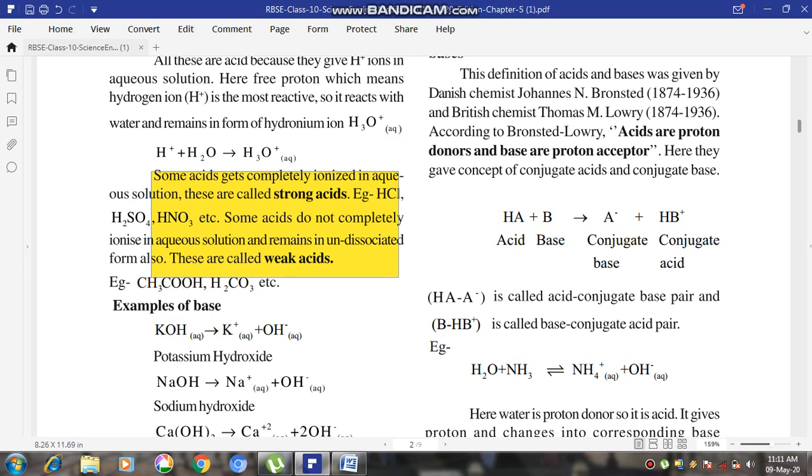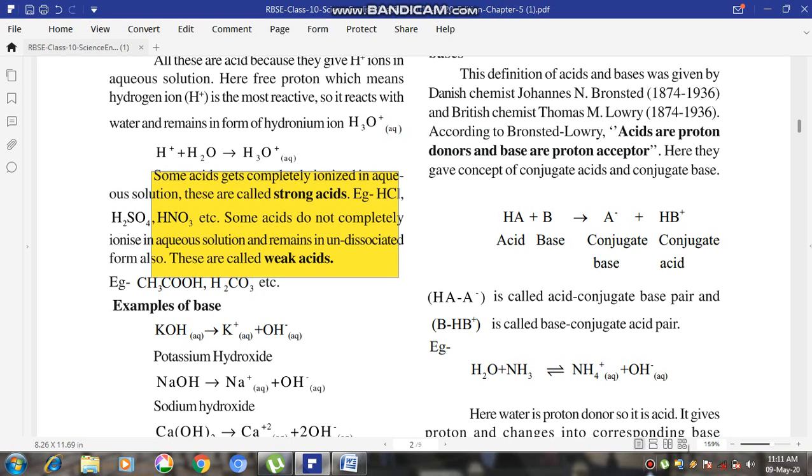So strong acids are those which completely ionize in aqueous solution. Examples are HCl, HNO3, H2SO4. And weak acids are those which do not completely ionize in aqueous solution. CH3COOH, acetic acid, and H2CO3 are examples of weak acids.